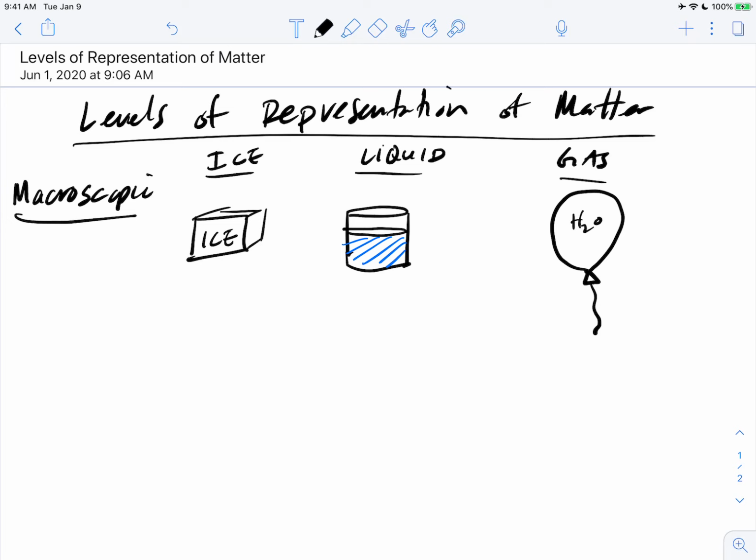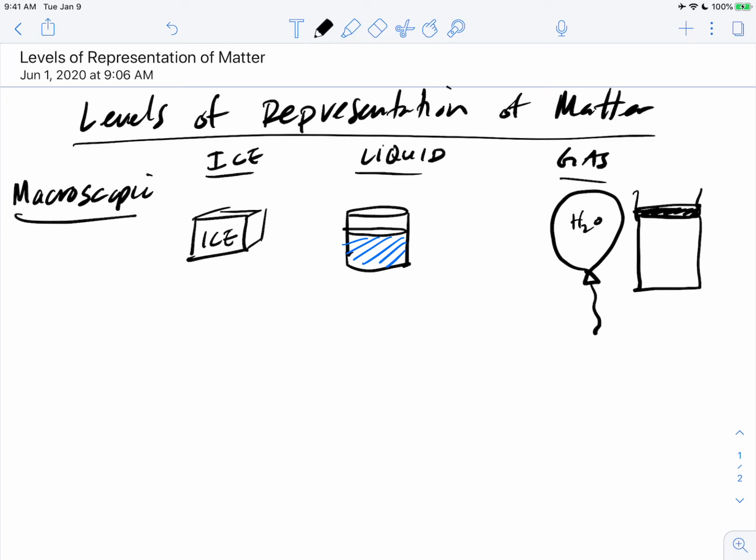We could also have it in a container with a lid on it, maybe a piston. Well, actually, I'm going to remove those little dots because we can't really see it. A balloon is a good way to visualize a gas that we might be able to see. In this case, it would be water vapor. So these are very concrete ways in which we think about water and its phases.